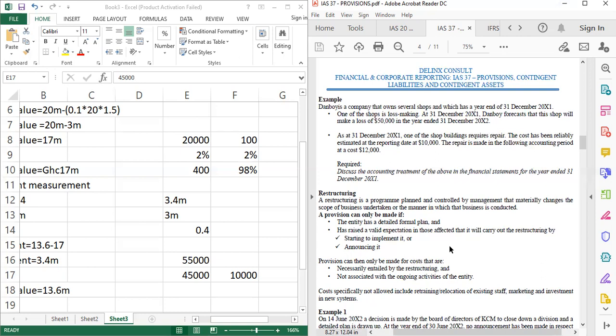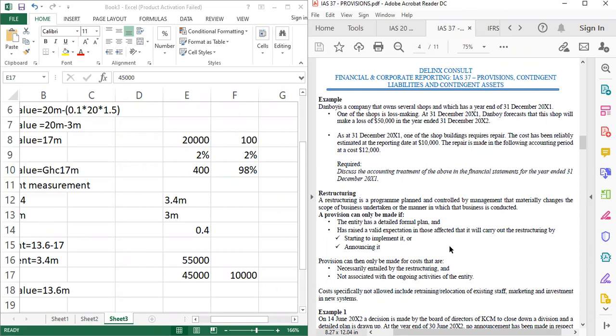You are doing restructuring and you are transferring some of the employees to your next branch. Can you make provision for the cost that you are going to incur for transferring them? Okay, let's move on.